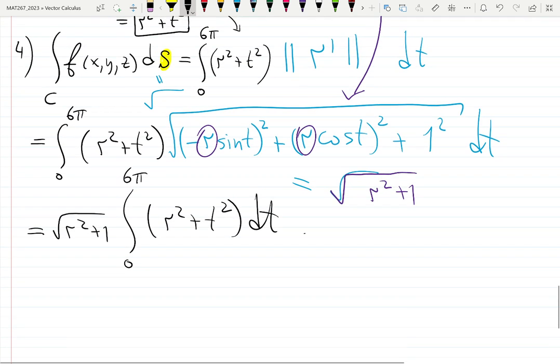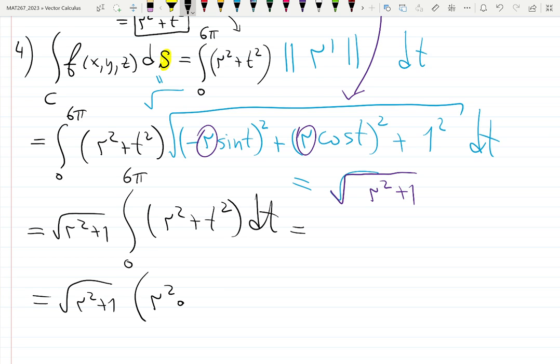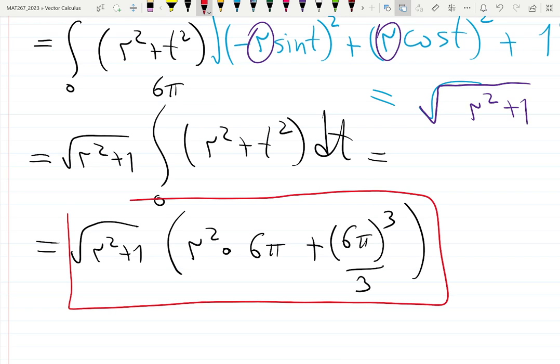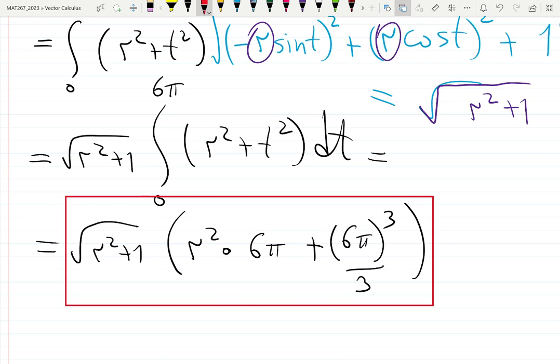So you just integrate this integral. R is a constant, t is a variable, and you integrate it, t cubed over 3, right? So it's not too bad. Square root of r squared plus 1, times r squared times t, 6 pi minus 0 gives you 6 pi, plus t cubed over 3 gives you 6 pi cubed over 3. You can check. I think I'm correct. Like so.